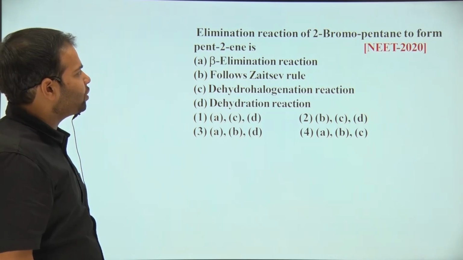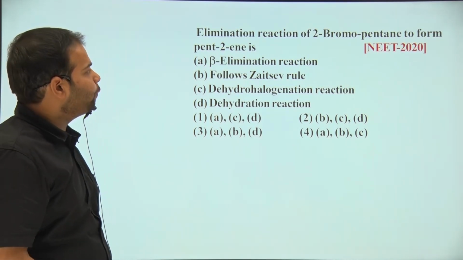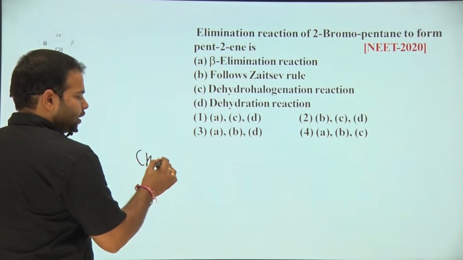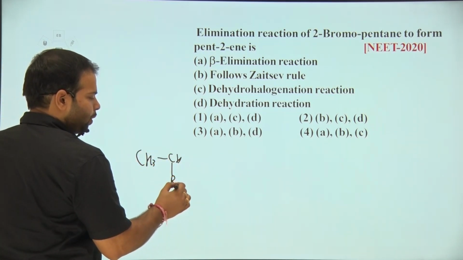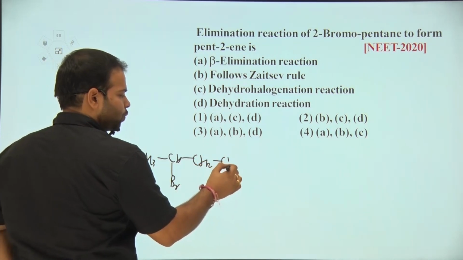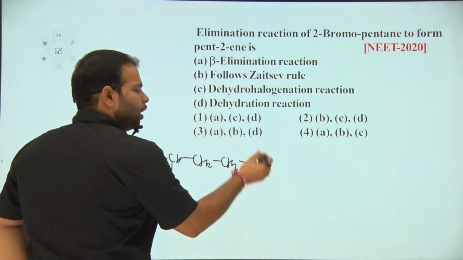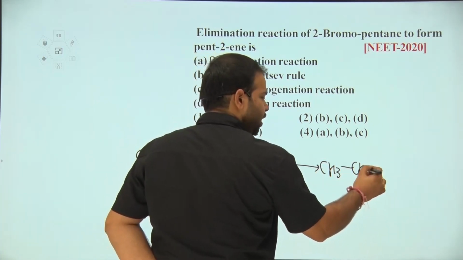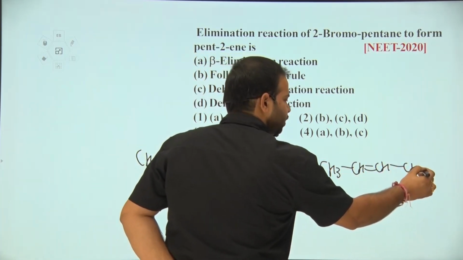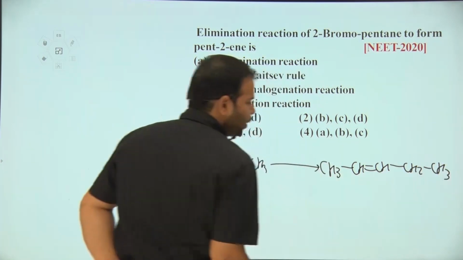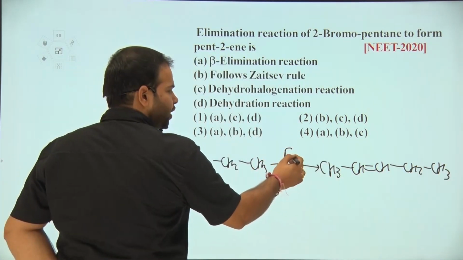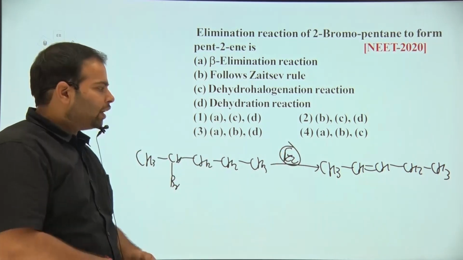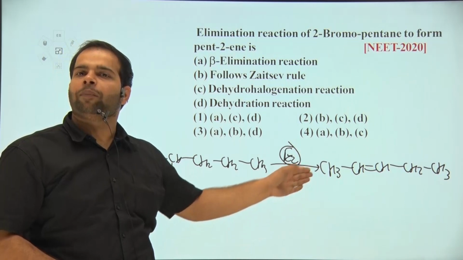Okay students, coming to the next question. Now the question is elimination reaction of 2-bromopentane to form pent-2-ene. Now what is 2-bromopentane? That is CH3CHBrCH2CH2CH3. It will be converted into pent-2-ene, that is CH3CH=CHCH2CH3. So is this reaction E2 elimination? Now in this case the base is not given, so we have to check whether it is Saytzeff or Hofmann according to the product stability.